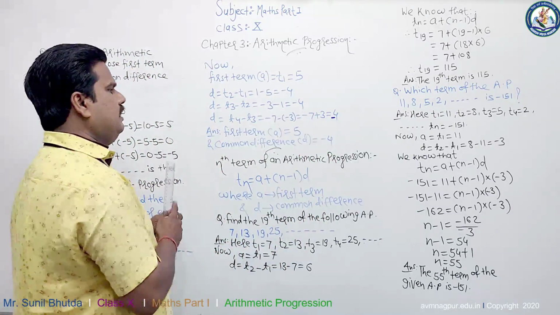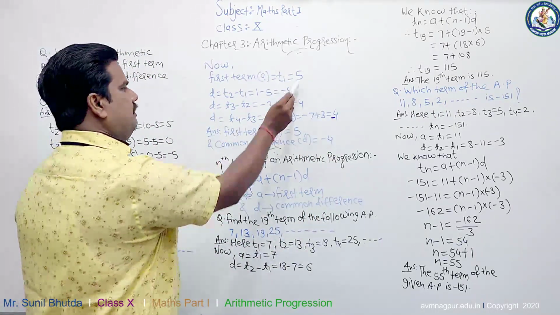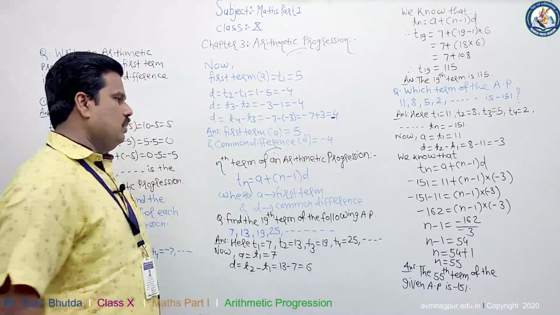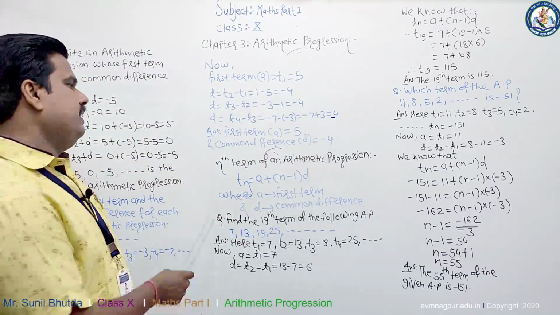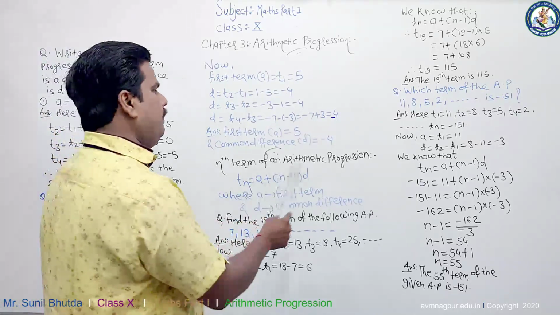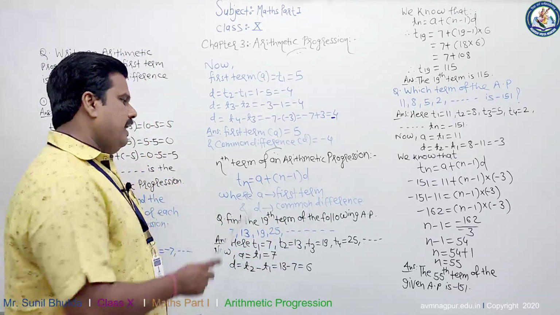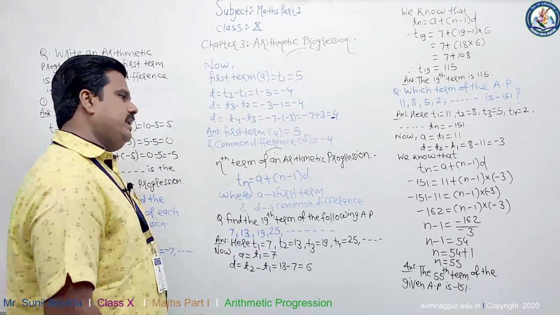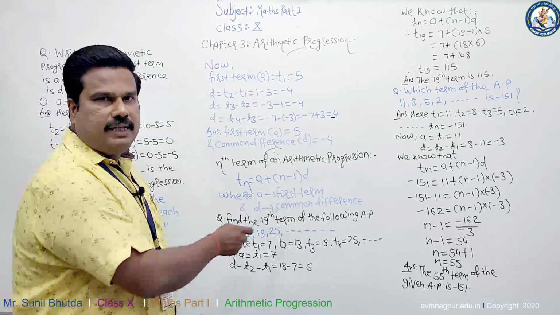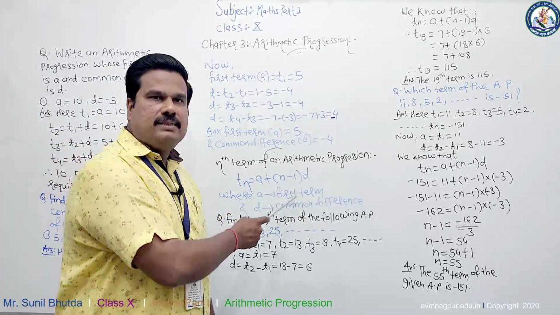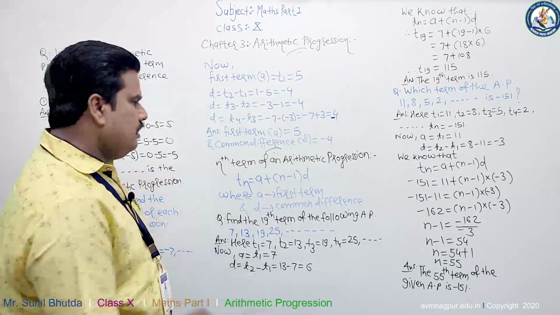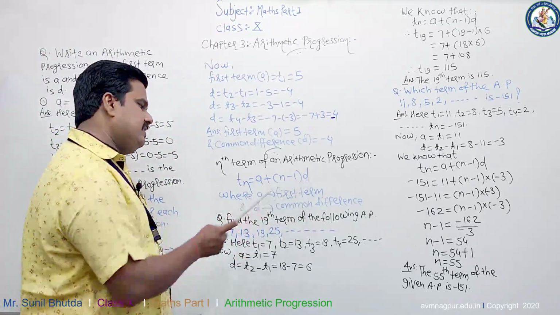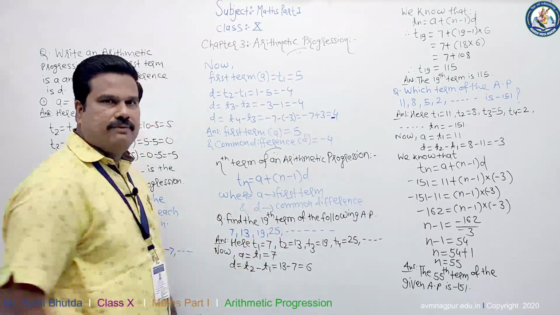Therefore, I have written the answer. What is the first term? The first term is 5 and the common difference is -4. Now we have to find the nth term of an arithmetic progression. The nth term of an arithmetic progression can be calculated by using the formula Tn = a + (n - 1) d. Here, a is called the first term and d is called the common difference.